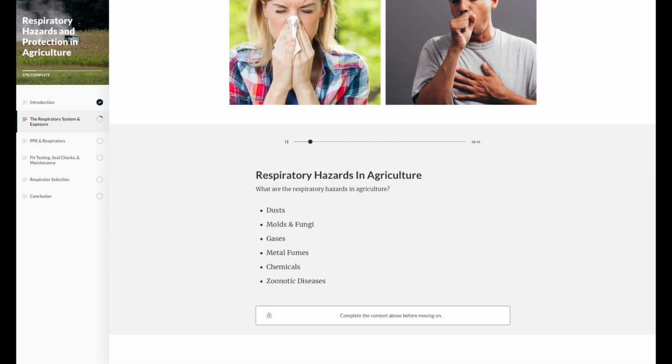What are the respiratory hazards in agriculture? Dusts, molds and fungi, gases, metal fumes, chemicals, and zoonotic diseases.